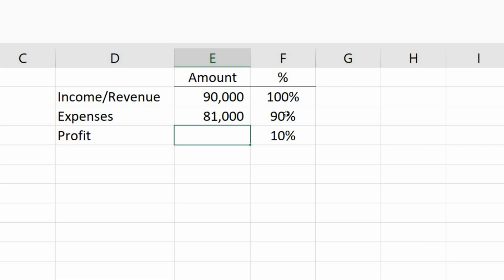Whereas, yung profit mo, you can compute it in two ways. Pwedeng i-multiply mo ang 90,000 by 10%, which will give you 9,000, or you simply deduct 81,000 from 90,000. So, you'll get 9,000. So, the same lang sila. So, that's how you compute for your profit kapag percentage ang ginamit. Just take note that the base amount is the income or revenue that represents your 100%.